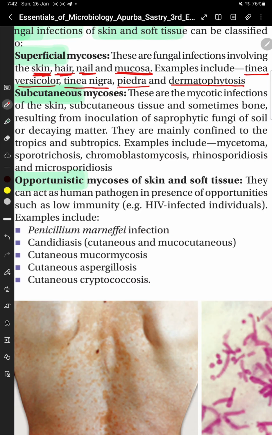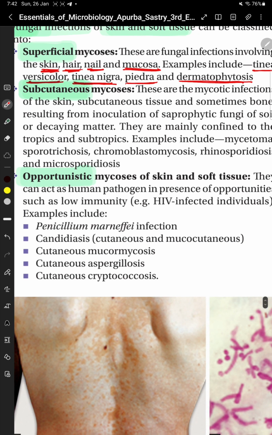Superficial mycosis involves the infection of skin, hair, nail, and mucosa. Examples of superficial mycosis: tinea versicolor, tinea nigra, Piedra, and dermatophytosis.